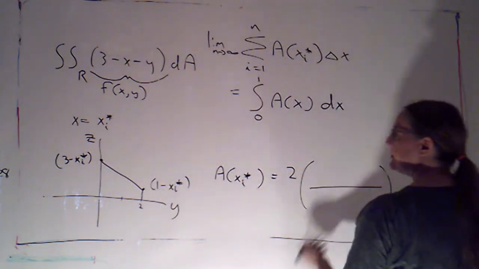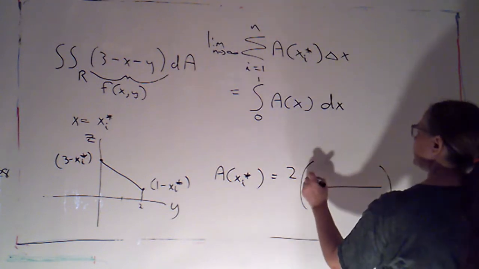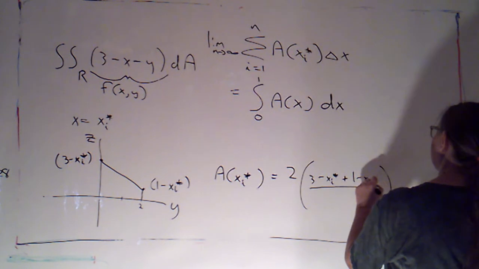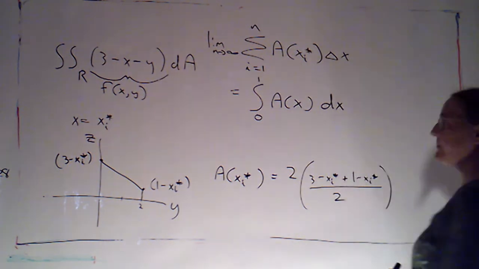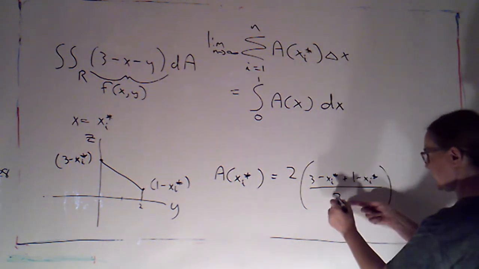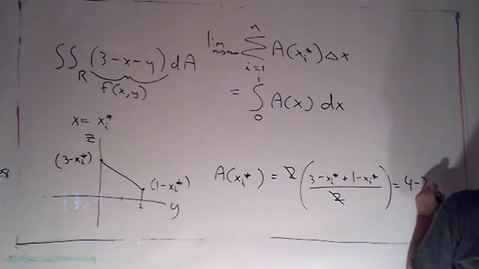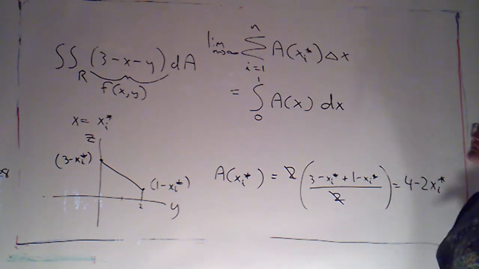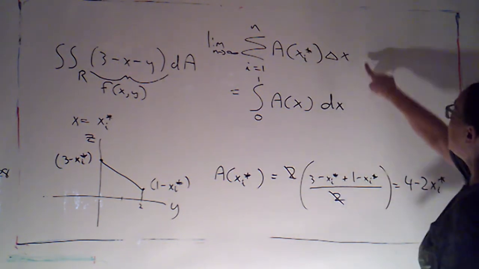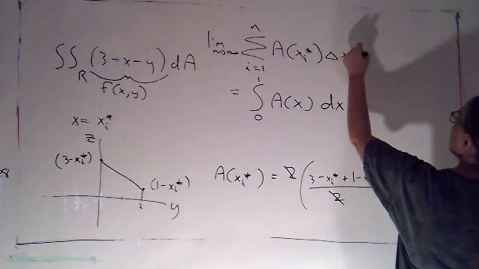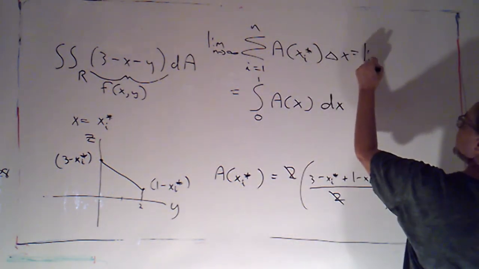So to get the average, I simply add and divide by 2. So 3 minus xi star plus 1 minus xi star, divided by 2. Now, of course, this 2 and this 2 will cancel, and so I'm just getting 4 minus 2 xi star. Fabulous.